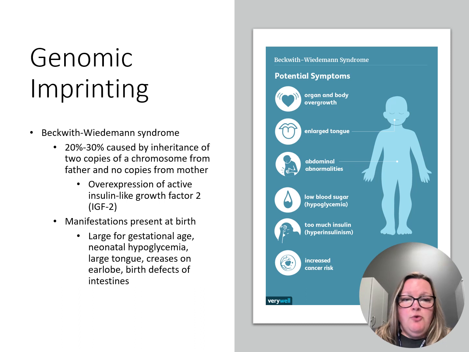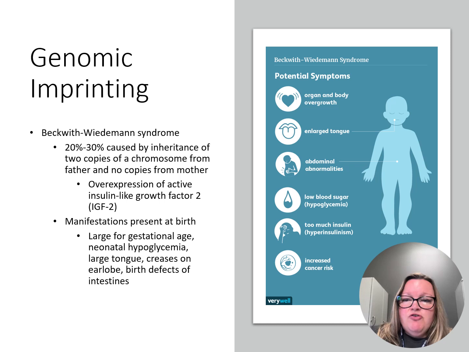Another known example of imprinting is Beckwith-Wiedemann syndrome. This syndrome is associated with phenotypes where there is typically body overgrowth. What I want you to know about this syndrome too is that it's accompanied by an increased chance for cancer. 20 to 30% of those who have this syndrome is caused by an inheritance of 2 copies of the chromosome from the father and no copies from the mom. Her genetic information is completely missing.